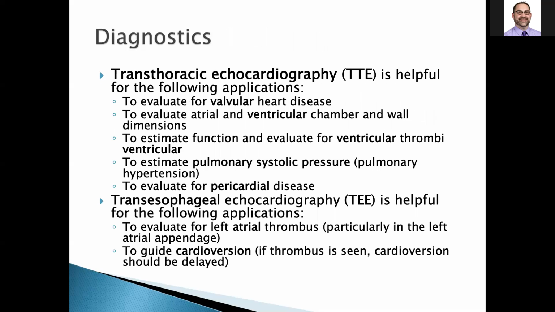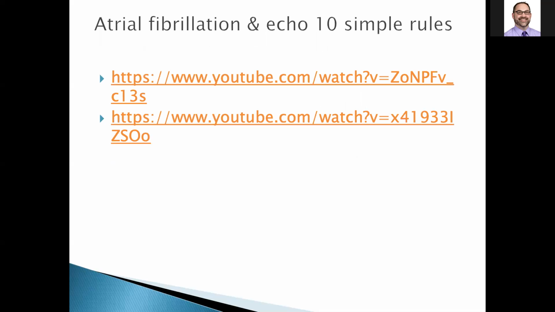Looking at echocardiogram, we're looking at a transthoracic echocardiogram for initial evaluation, looking at valvular structure, ventricular chamber, measuring systolic pressure, looking at ejection fraction, and then TEE to evaluate for left atrial thrombus, especially if we're looking at cardioversion. And these are two videos for you to look at. It's part 1 and 2, quick 10 simple rules when looking at echocardiogram for a patient with atrial fibrillation and the importance of getting an echocardiogram.